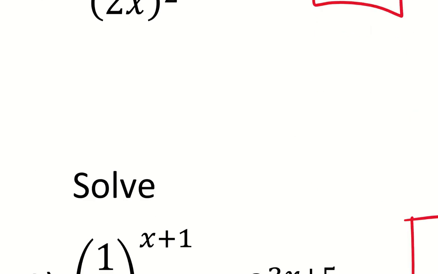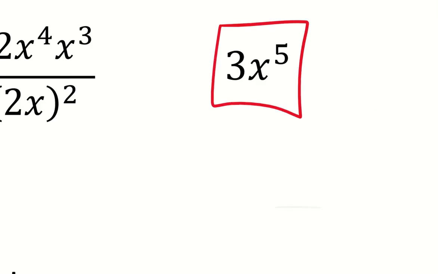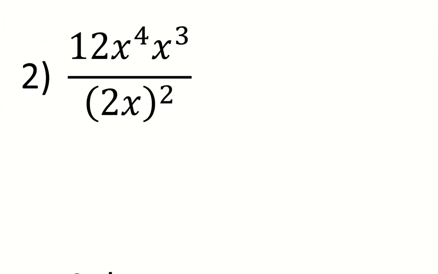Let's go to question 2. So this one doesn't have these negative exponents everywhere, so this should be a little bit easier. So in the numerator, I can see that there is this 12, and there's also x to the fourth, x to the seventh.